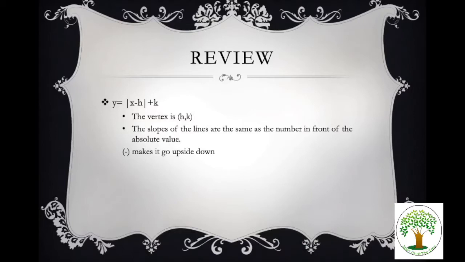All right, let's review what we've done. We have graphed absolute value equations. The standard form of that equation looks like this. And the vertex is (h, k). We take the opposite of that one right there and the same as that one. And the slope of the lines is the same as the number in front of the absolute value. And a negative makes it go upside down.